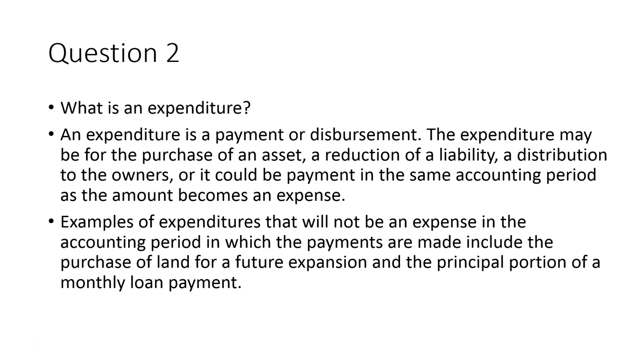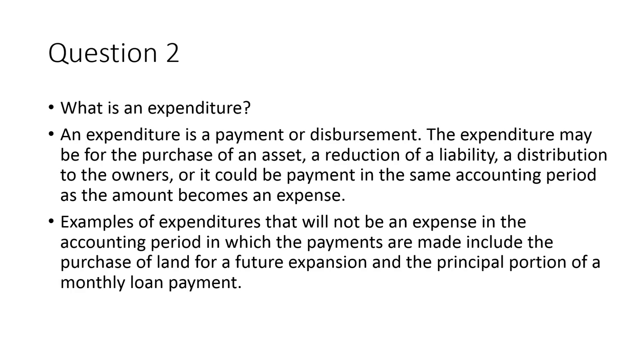What is an expenditure? An expenditure is a payment or disbursement. Okay, plain and simple. The expenditure may be for the purchase of an asset, a reduction of a liability, a distribution to owners, or it could be payment in the same accounting period as the amount becomes an expense. So, not all expenditures are expenses. So that's the key there. So when you see an expenditure, not all expenditures will be expenses.